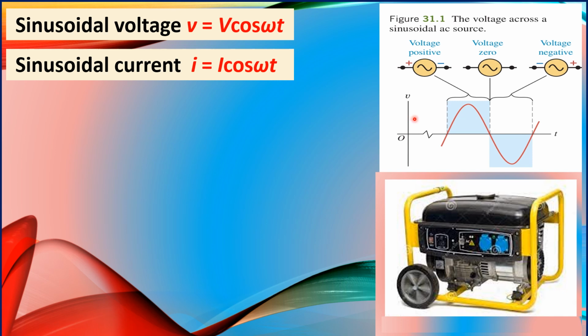As shown in this figure, the voltage increases, for example, from 0 to a maximum positive value. Then it decreases back to 0 and then increases to a maximum negative value. And finally, it decreases again to 0. That makes one complete cycle.